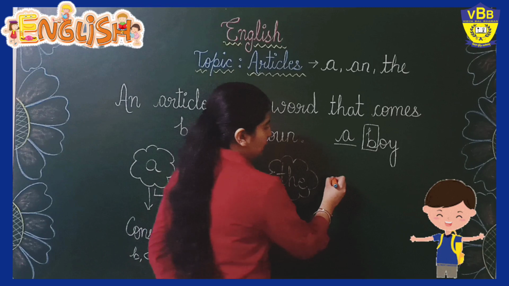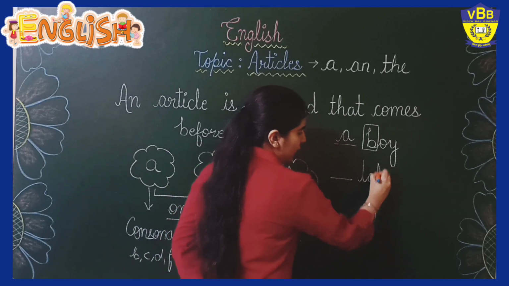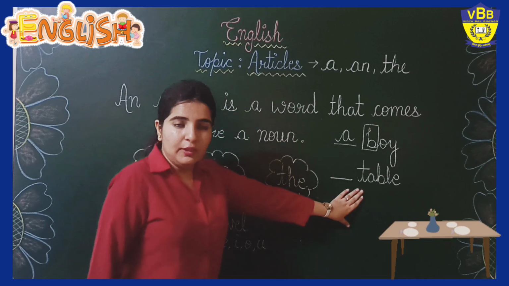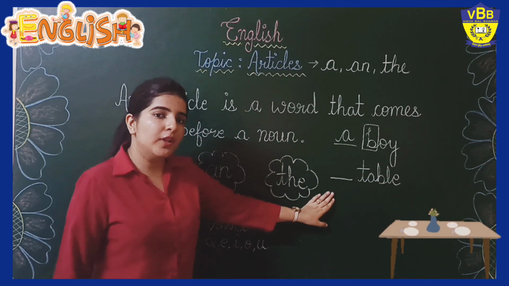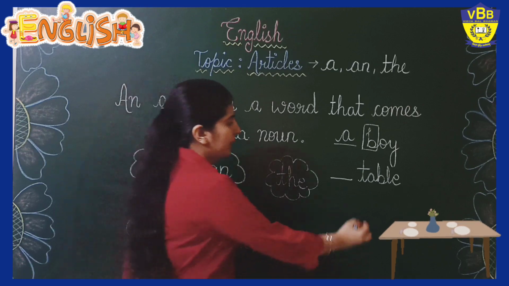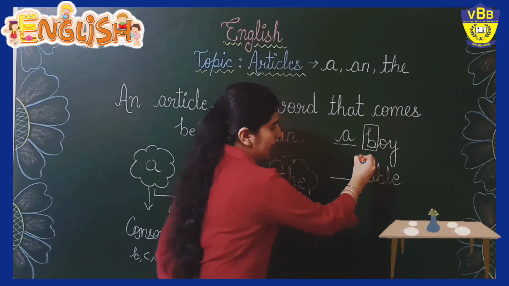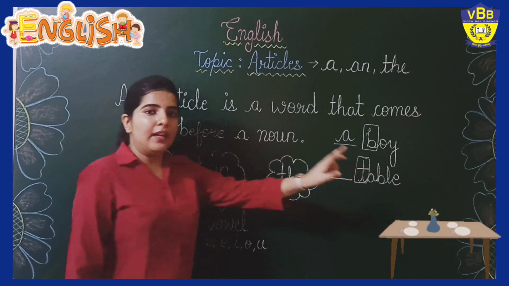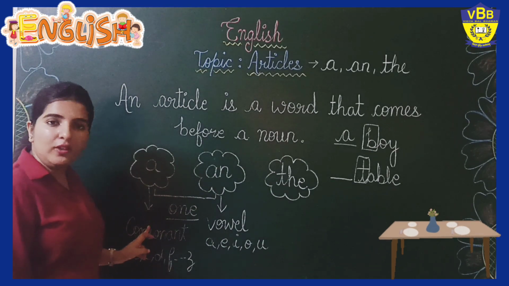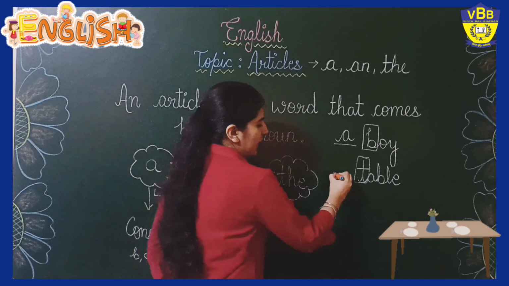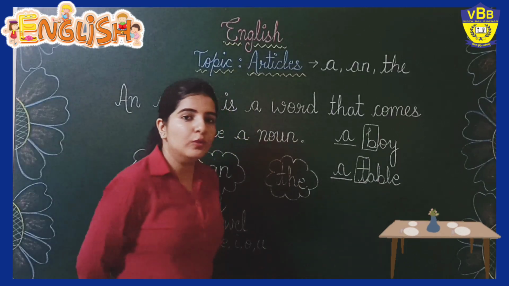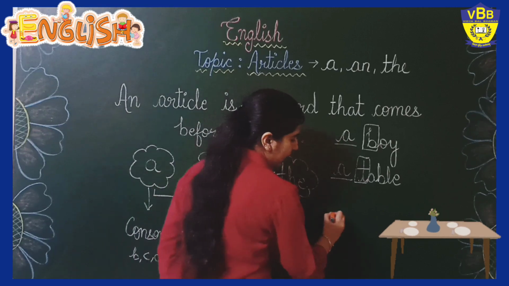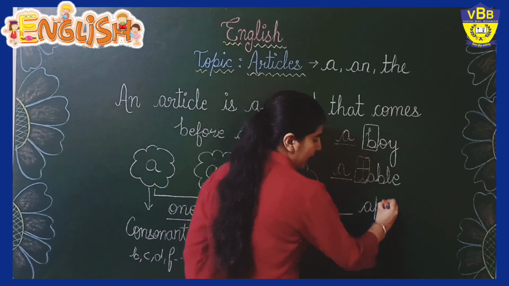Now let us take one more example. Dash table. Table again is a noun. Which article are we going to use before it? Remember the rule: the very first letter of the noun, that is T. T again comes in which category? Consonant. So with a consonant again we are going to use a. Now let us take one more example: dash apple.